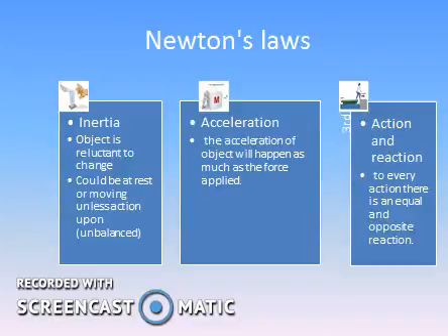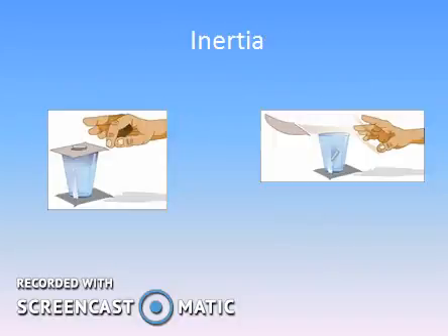Newton's laws. Newton has three laws: inertia, acceleration, and action-reaction. Inertia. The first law states that every body continues in a state of rest or uniform motion in a straight line unless compelled by some external force to act otherwise. Inertia is the property of a body by virtue of which the body remains at rest or in continued motion unless some external force is applied. This is called the law of inertia.